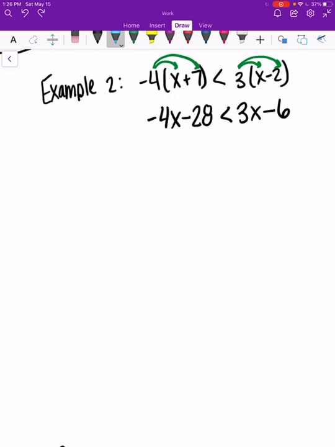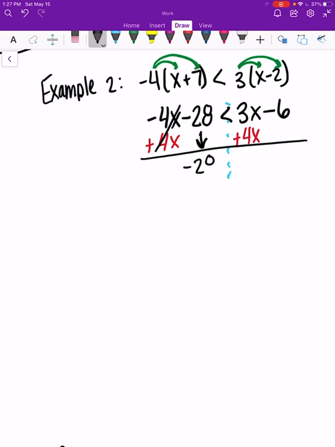I want to move that x onto the other side of the inequality so my x's are together. So the opposite of minus 4x is plus 4x. And I always start with the smallest x because that usually helps us deal with less negative numbers. Drop that negative 28. 3 plus 4x is 7x. And then drop that minus 6. Still have less than.